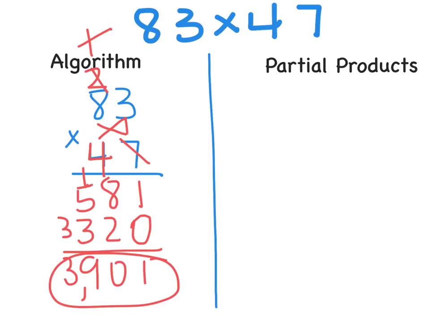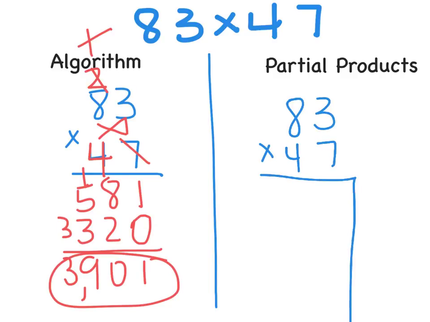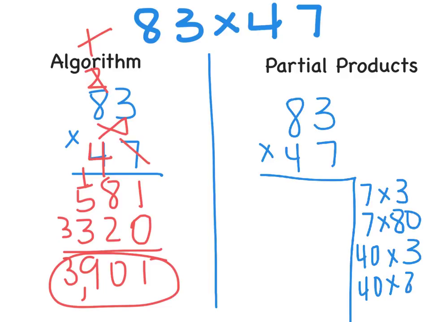On the right-hand side, I will do it using partial products. I'm going to stack my numbers one on top of the other, and on the right-hand side, I'll write out the 4 problems I need to do. 7 times 3, 7 times 80. I also need to multiply my 40 by 3 and 40 times 80.